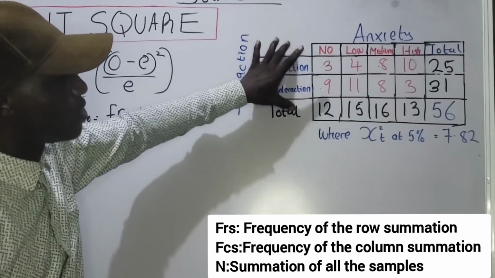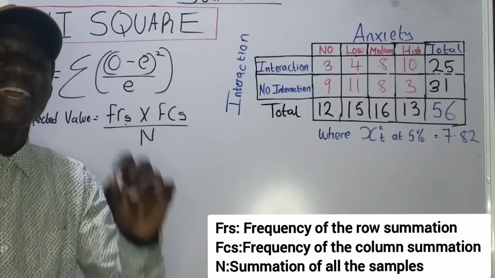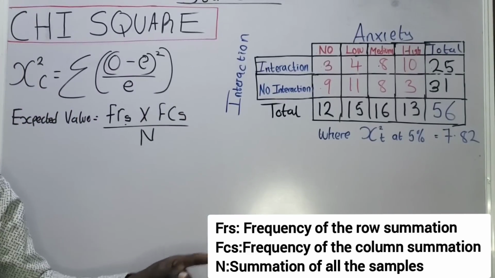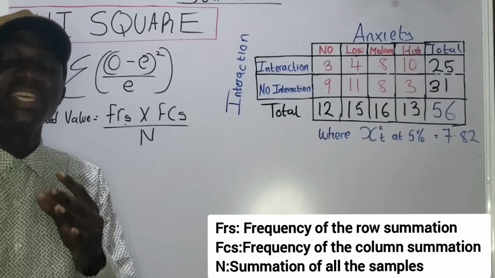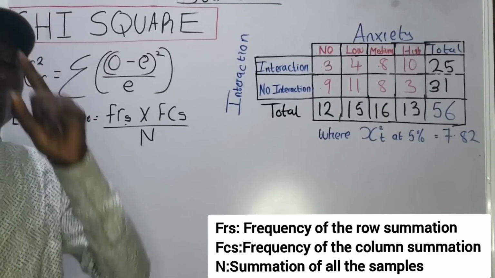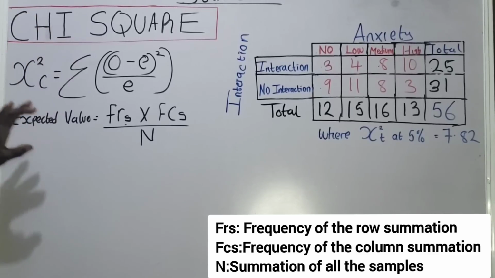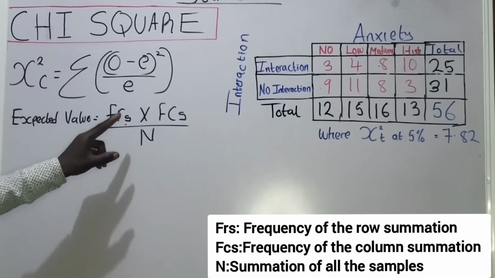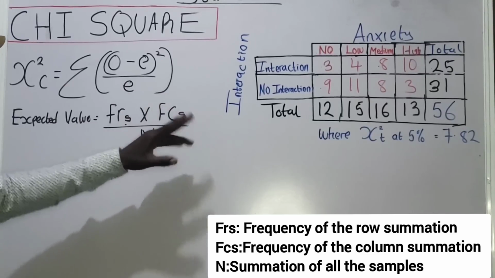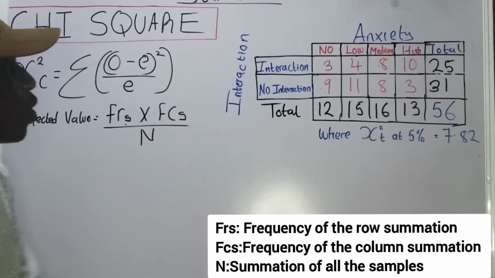Now, on this contingency table, we have 8 observed values. Now, we need to determine the expected value of these 8 observed values. In an attempt to determine the expected value of these 8 observed values, we're going to take each one by one. Are you paying attention? So that is the reason why I bring out this formula. The formula is FRS, that is frequency of the row summation multiplied by frequency of the column summation all over N.